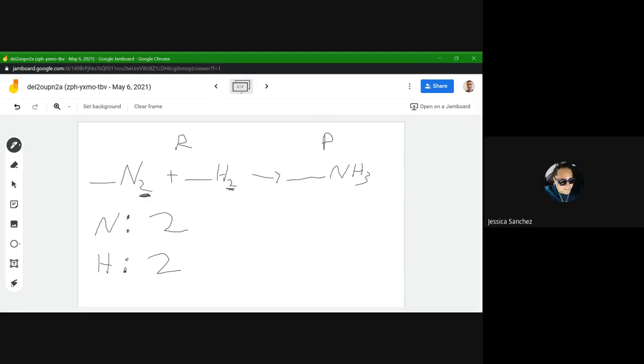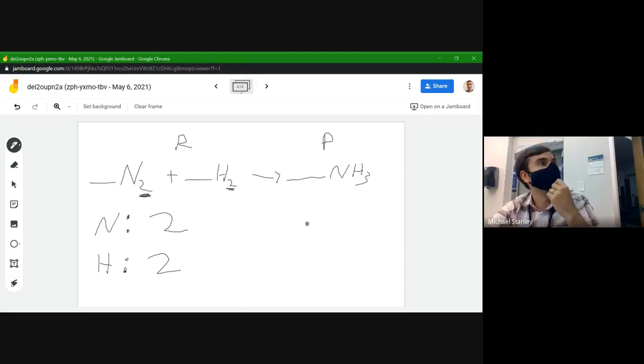Isn't it 1? Exactly, it is 1. So NH3 means that we've just got 1 nitrogen atom, but that 1 nitrogen is bonded to how many hydrogens? 3. 3, precisely, perfect job. So we've got 1 nitrogen and 3 hydrogens in the product side.